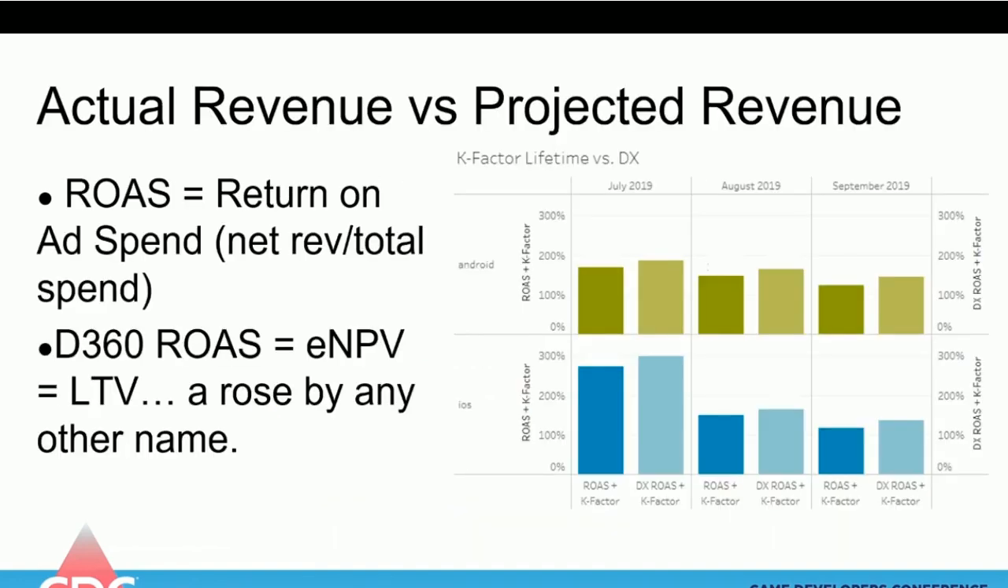So back to Idle Frontier. For those first few months with their crazy high CPIs, we also had crazy good return on ad spend, or as we call it, ROAS. We calculate this using the total net revenue divided by the total spend. The bar to the left is the actual ROAS to date with K-factor included. The bar to the right is our D360 ENPV, or what we consider to be the lifetime value.